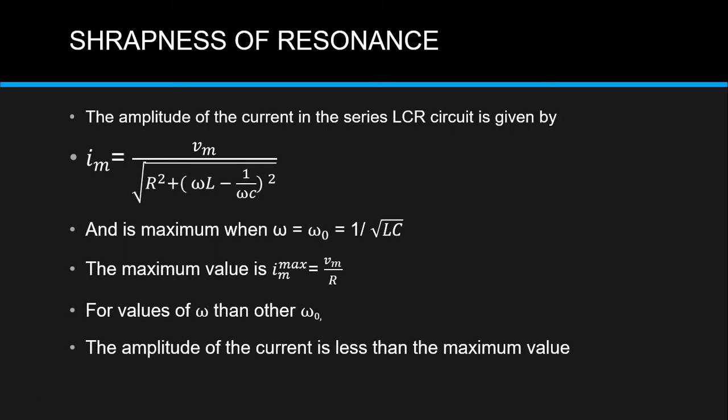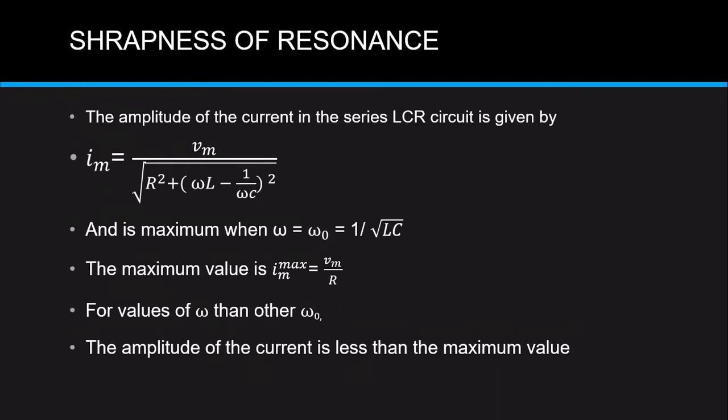Whenever the value of omega is other than omega 0, both frequencies are not matched, and at that time the amplitude of current is less than the maximum value. So, to determine the sharpness of resonance, we need to find where the maximum peak is, where the maximum value is.